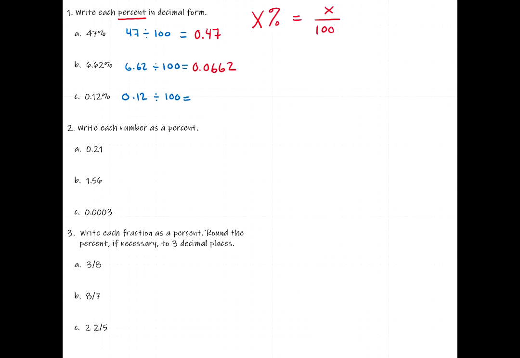Okay, and then same thing, whether you're moving the decimal point or dividing by 100, 2 decimal places to the left, 0.0012, and we divide 0.12 divided by 100.